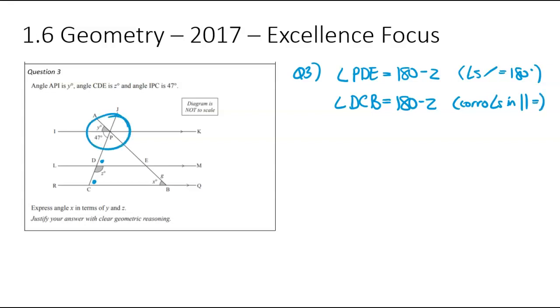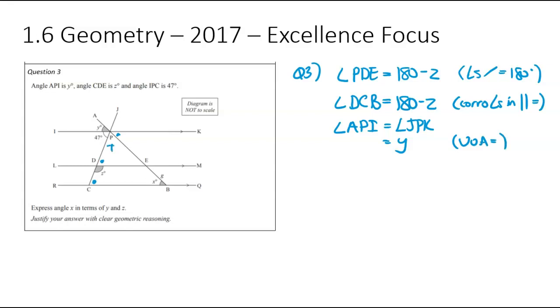Okay, so I'm now going to move up to the top of my diagram, a bit of a headache, but I can figure out this angle here because it is vertically opposite. So I know that angle API is going to be equal to angle JPK, which is equal to Y, and that's because vertically opposite angles are equal to each other.